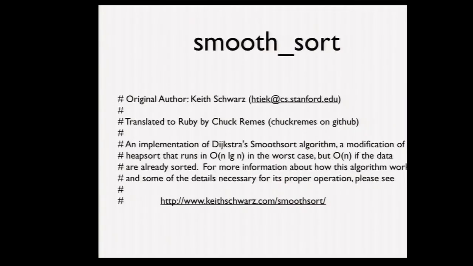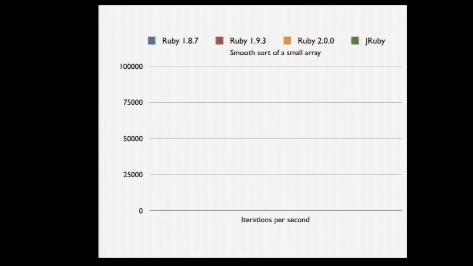Another benchmark here, smooth sort, recently re-implemented in Ruby by Chuck Remus. So we take a look at this on a couple different implementations. We've got Ruby 1.8.7, which definitely was not fast. I think we can safely say that now. 4750 iterations of a medium-sized sort, or a small array sorted every time. Ruby 1.9.3 does improve on that. It was about twice as fast as Ruby 1.8.7 for most benchmarks that I've run.